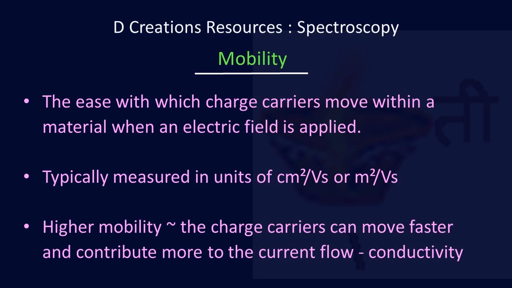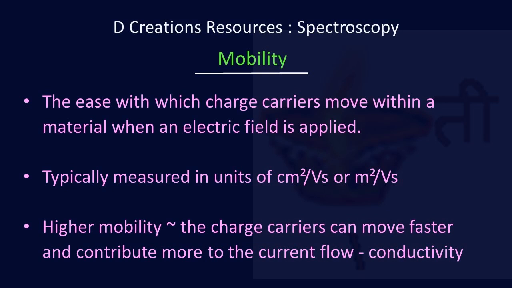And to talk about its units, it will be meter square per volt second. Now, the factors that affect mobility: the type of the material, the temperature or concentration of impurity, doping, or crystal structure of the material, and presence of other charge carriers are some of the factors that can affect the value of mobility. And it is a critical parameter in determining the electrical conductivity of a material.